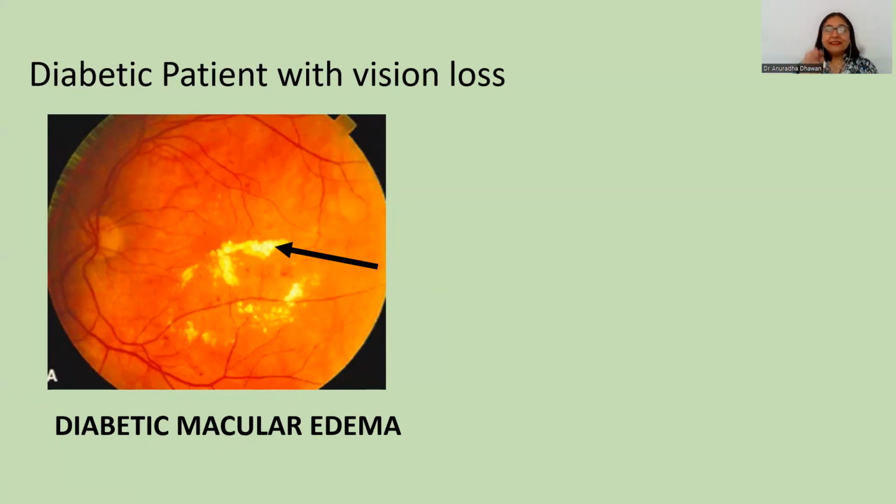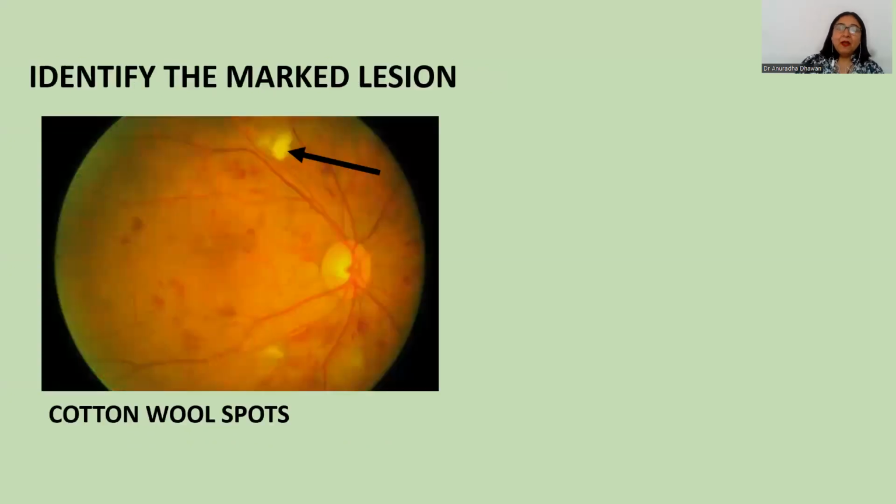So when we see these lipid deposits in the central retina, that is your macular area, along with the microaneurysms and retinal hemorrhages in a diabetic patient, that is a case of diabetic macular edema. And we know if there is diabetic macular edema, a diabetic patient is likely to have vision loss. So this is how we will identify diabetic macular edema. Okay. Moving on to another fundus image here.